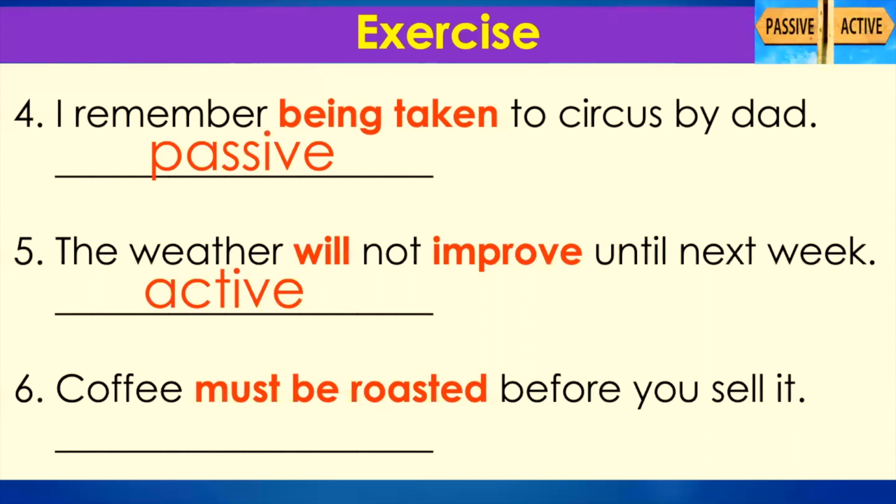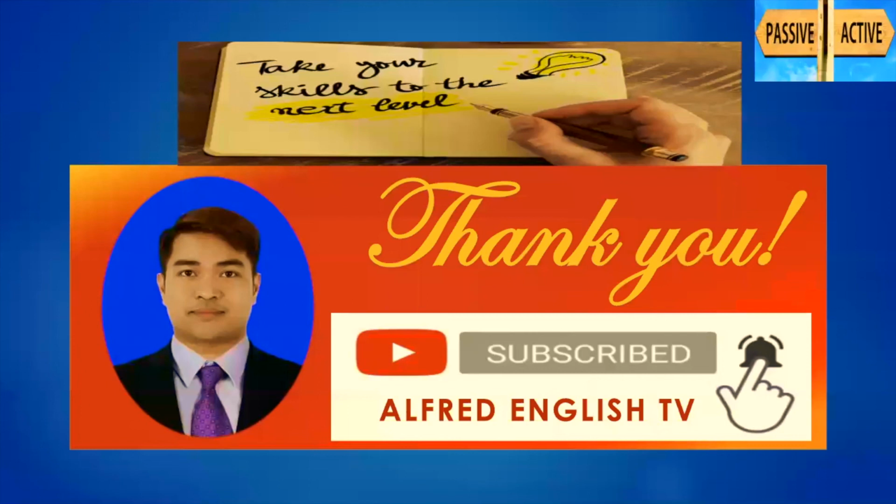And lastly, coffee must be roasted before you sell it. Subject is coffee. Verb must be roasted. Who is doing the action of roasting the coffee? It's you. So, right, passive voice sentence. Easy. So I hope this time you are no longer confused about the difference between passive and active voice sentence.